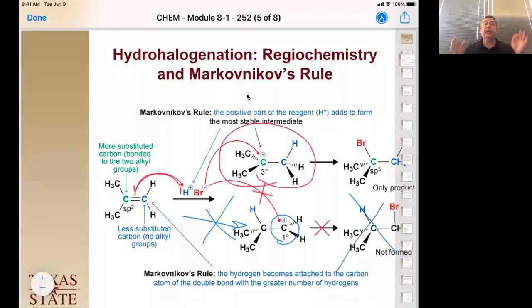Do we understand Markovnikov's rule and why the hydrogen always goes to the most hydrogenated carbon of the alkene? Just making sure my mic's on there.